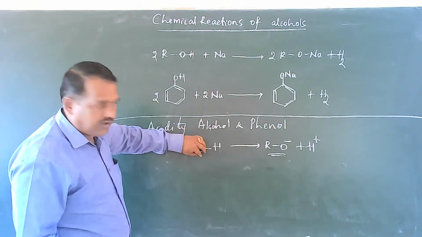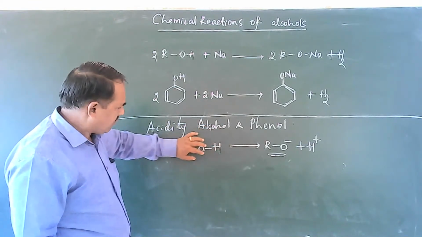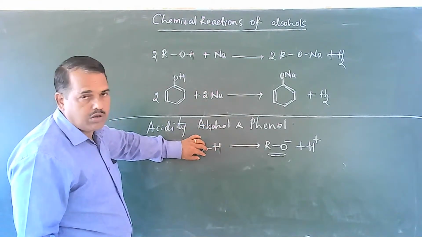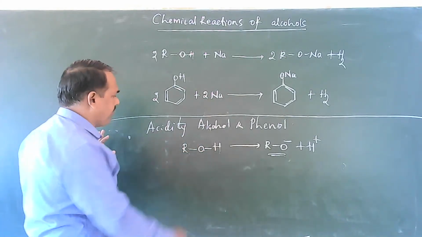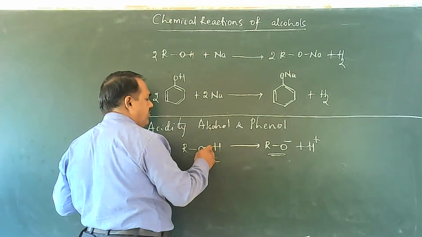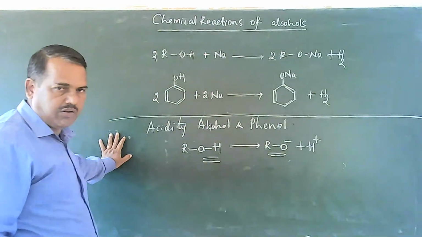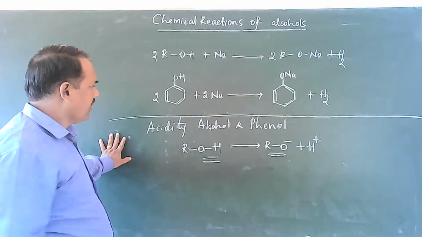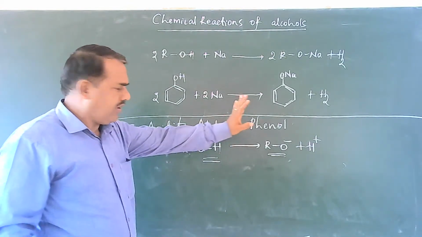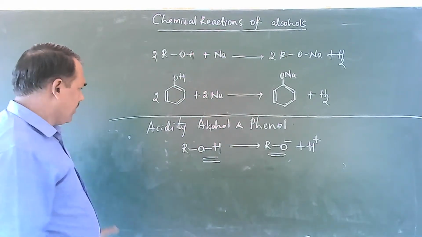The oxygen is bonded to hydrogen, and oxygen is more electronegative, so you can find ionization as soon as the hydrogen atom releases in any aqueous solution or any solution. Then it acts as a very good acid. It behaves as an acid.